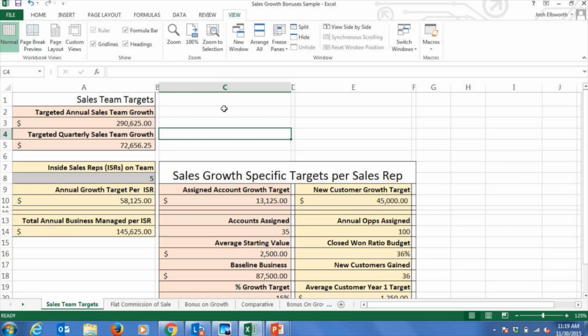Basically, I'm going to show you 3 models to structure compensation. One of these is a flat rate commission on the actual sale amount, which would be a commission on the total sale.